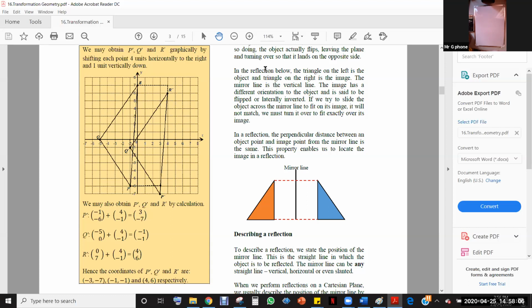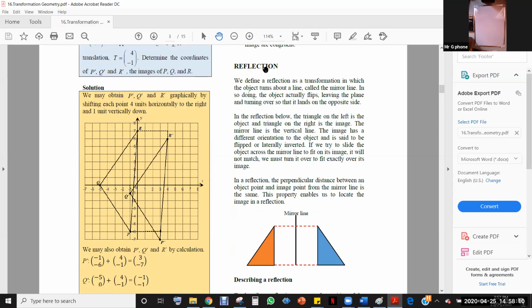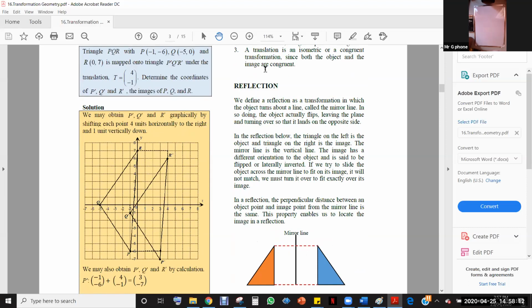Yeah. Okay, great. So that was it for translations. Let's look at reflections now. So we define reflection as a transformation in which the object turns about a line called a mirror line. In doing so, the object actually flips, leaving the plane and turning over so that it lands on the opposite side. In reflection, am I breaking up or are you hearing me properly? We hear you fine. Okay.